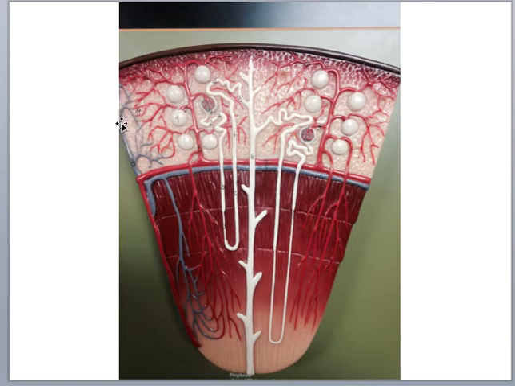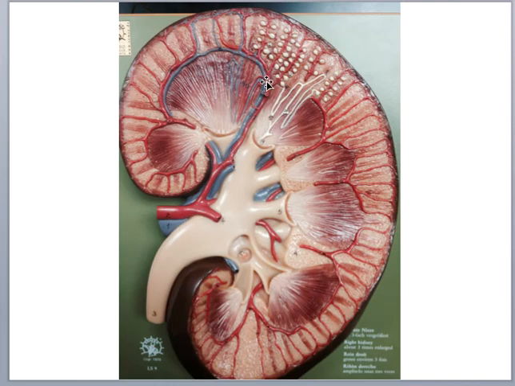a cortical radiate vein. The way out is pretty much the same, with the names corresponding to the arteries where they are located. So this would be the cortical radiate vein. That would dump into an arcuate vein, which would then dump into an interlobar vein, which would then dump into the renal vein, which then dumps into the inferior vena cava, which would go back to the heart through the right side.